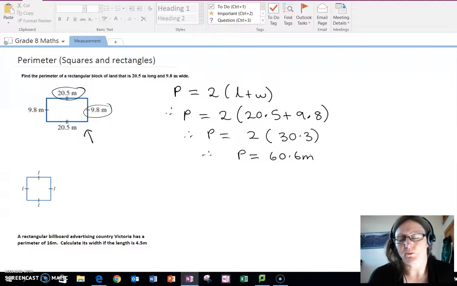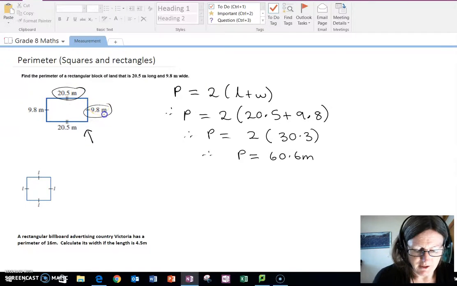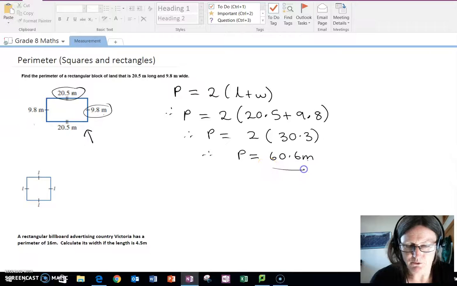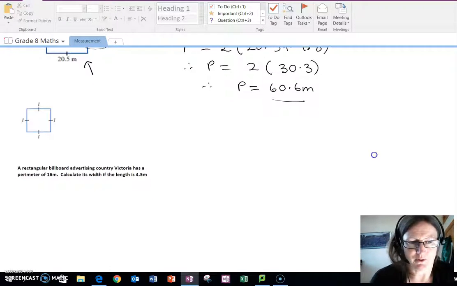So we can do the perimeter of a rectangle using this formula. I guess the other way is simply add those 4 things together and you'd still get 60.6. It's a good idea to use the formulas when you have them.